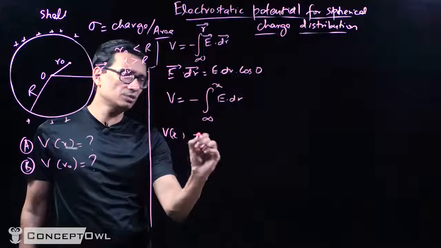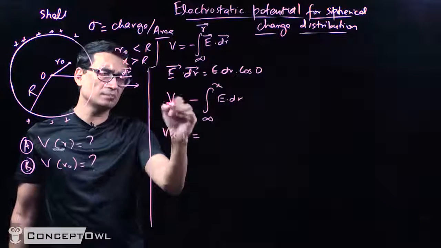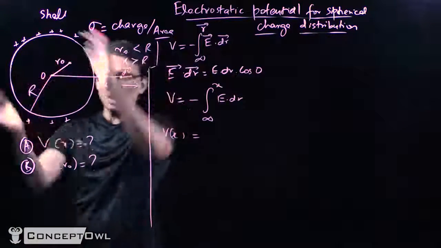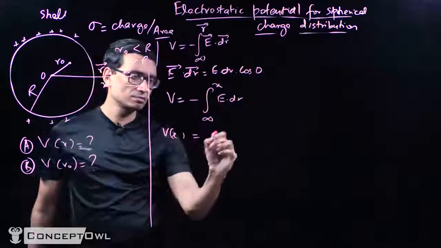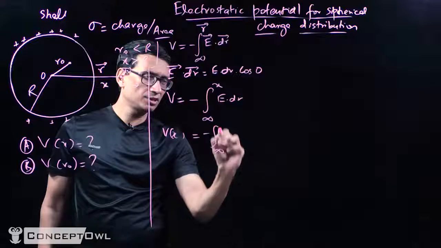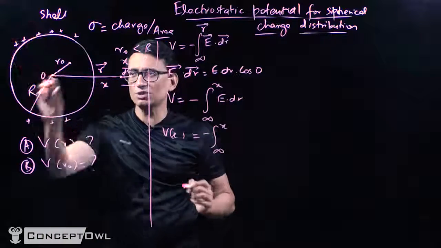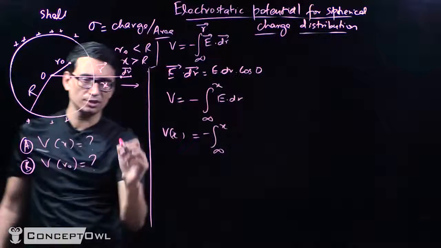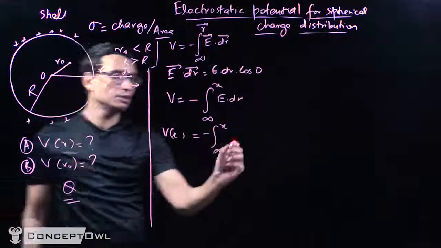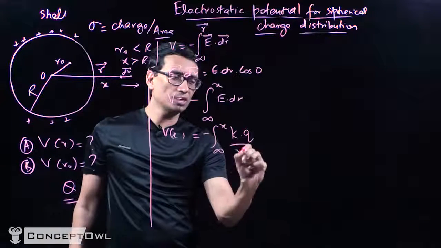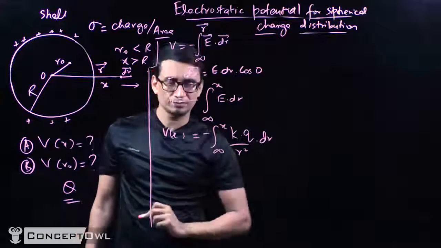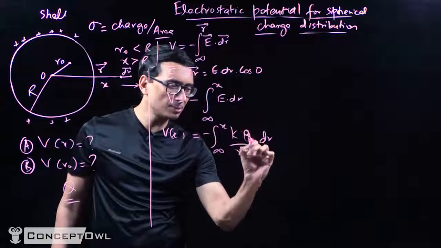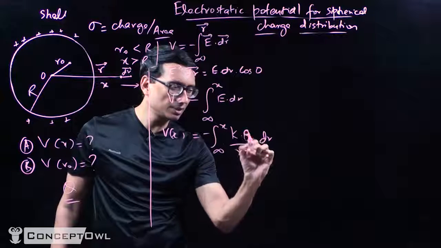And therefore I can say that V at x is going to be, and what is E? E will be nothing but the total charge. If the whole charge was at the center, let's say this whole charge was capital Q, then E would be kQ upon r square, into dr. Let me be careful and use consistent notation, this is my capital Q.